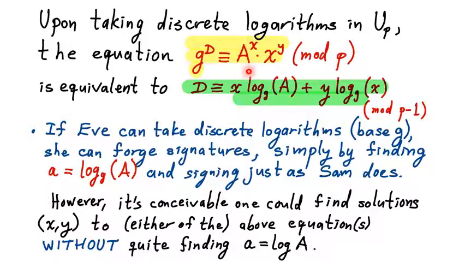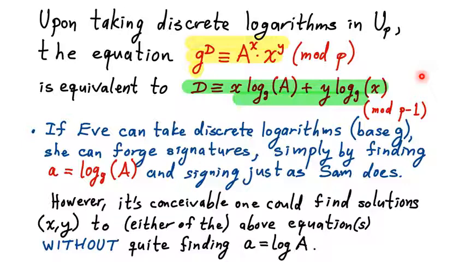By taking discrete logarithms to the base g, where g is our chosen generator, the discrete logarithm of the document is d, and by properties of discrete logarithms that would have to be congruent to x times the discrete logarithm of capital A, the public key, plus y times the discrete logarithm of x. But this is a congruence modulo p minus 1, which is where the exponents live. So we've traded a congruence modulo p, which is algebraic, for a congruence modulo p minus 1, which involves discrete logarithms.